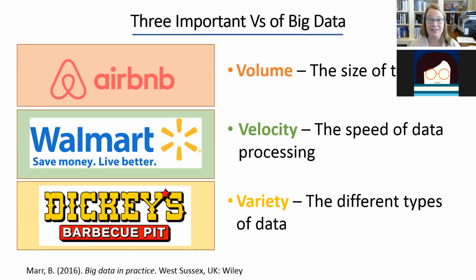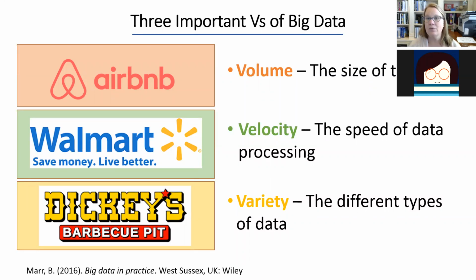Next, we have velocity. Velocity is the speed of data processing. So Walmart's a great example of this. They have the ability to process data instantaneously. They can process it so fast that they know exactly where their inventory is at any point in time.